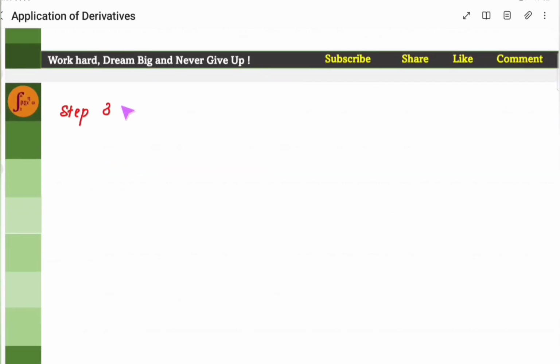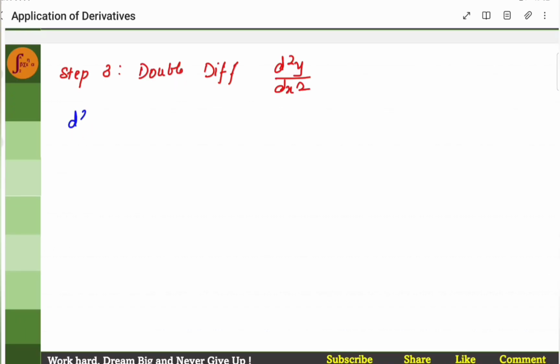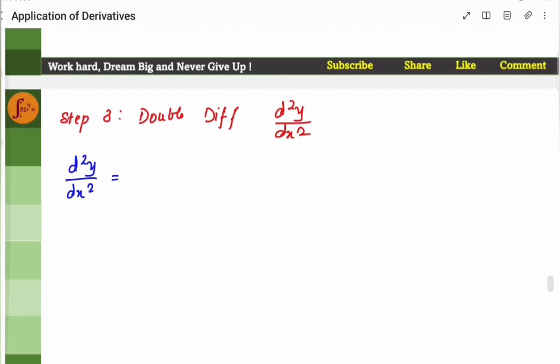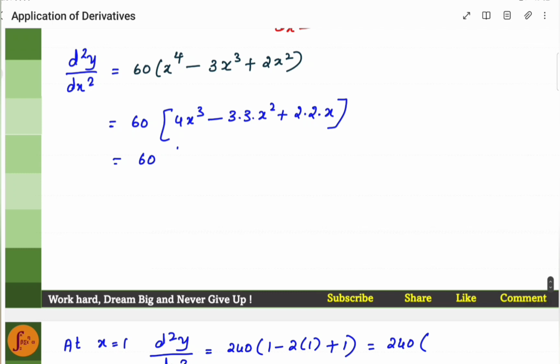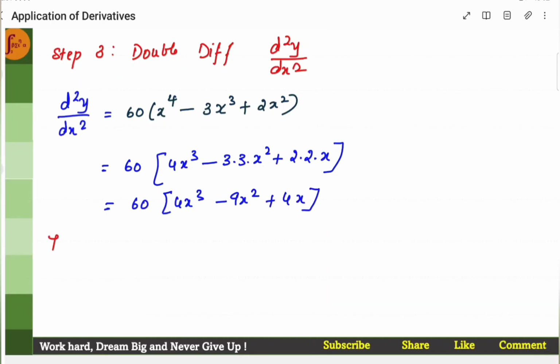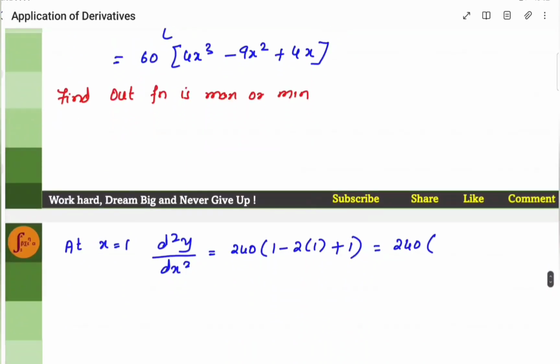Now what is step 3? Step 3 is double differentiate. So d square y by dx square is equal to, if I double differentiate this, I'll get 60 times 4x cube minus 3 into x square plus 2 into 2 into x, which is 60 times 4x cube minus 9x square plus 4x. Now I have to find out if the function is maximum or minimum. What do I have to do for this? I have to substitute values of x in d square y by dx square, the double derivative.